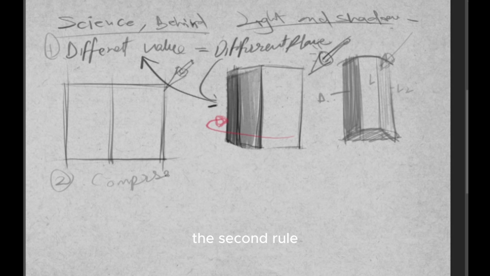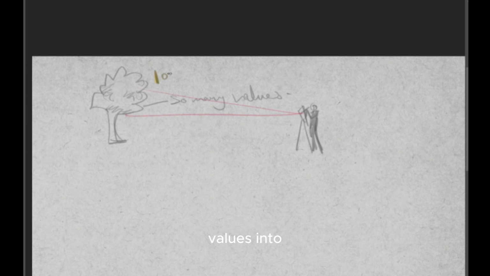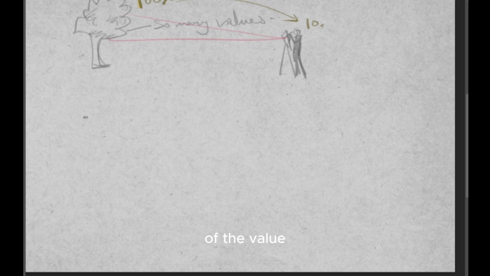Let's learn the second rule, compressing 100% into 10%. We observe nature. Nature has so many values. Beginners often try to render every value they can see. The first job is to simplify the image and turn that 100% of values into 10% of the value scale.